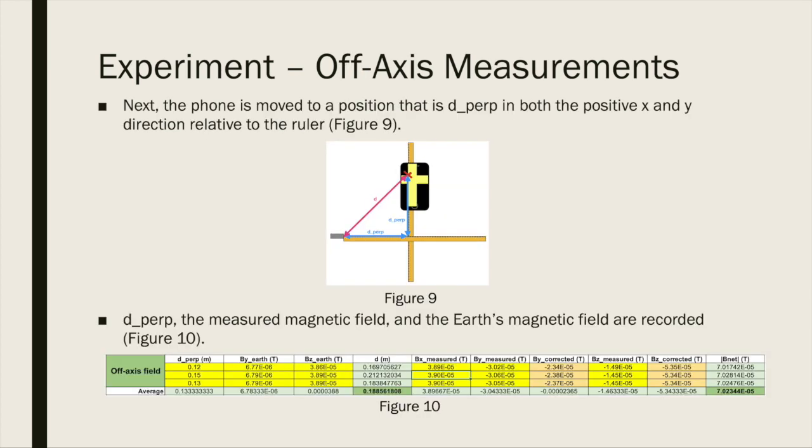Next, for the off-axis measurements, the phone is moved to a position that is d_perp in both the positive x and y direction relative to the ruler, as seen in Figure 9. d_perp, the net magnetic field, and the Earth's magnetic field are recorded. The data is seen in Figure 10. This data will be compared to the data from VPython in later slides.